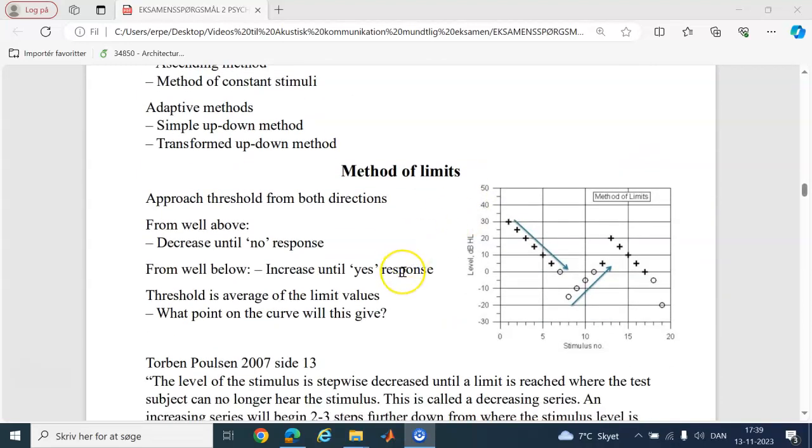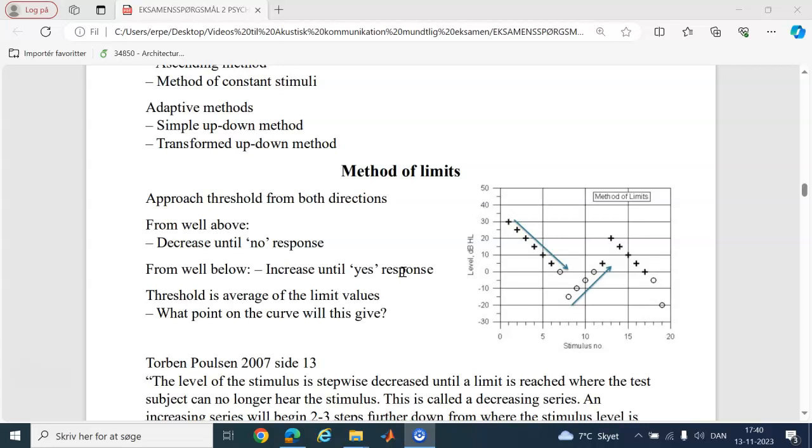Method of limits: approach the threshold from both directions. From well above, you have a loud sound and you have to say yes or no. Decrease until a no response. From well below, increase until a yes response.